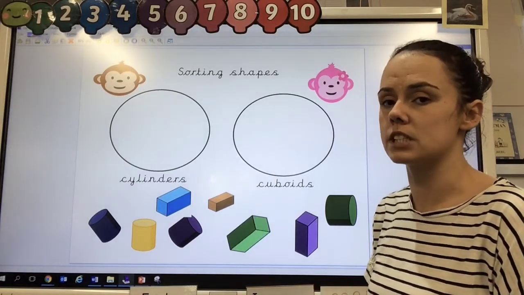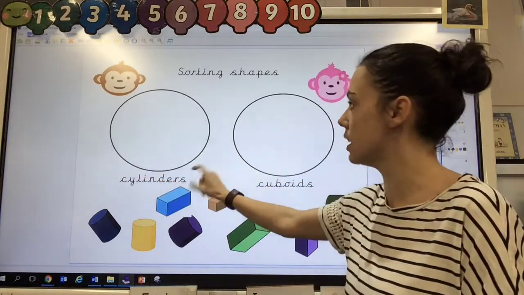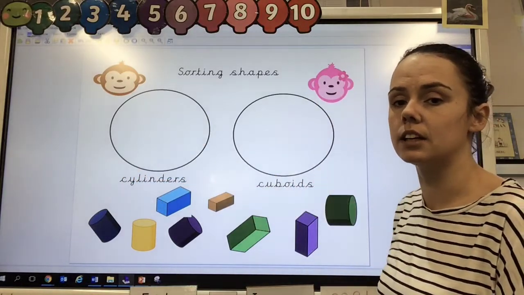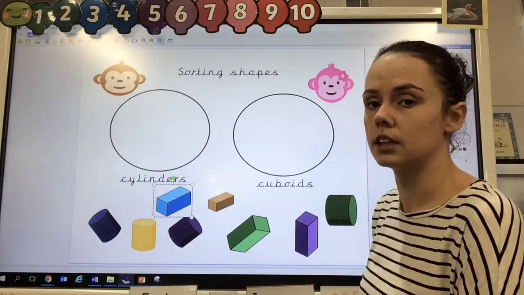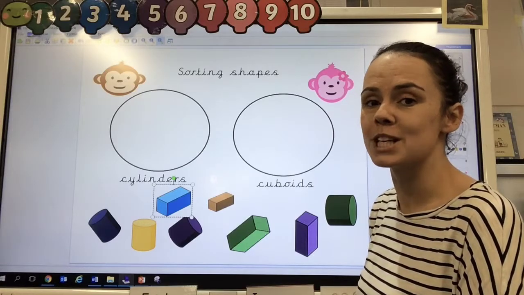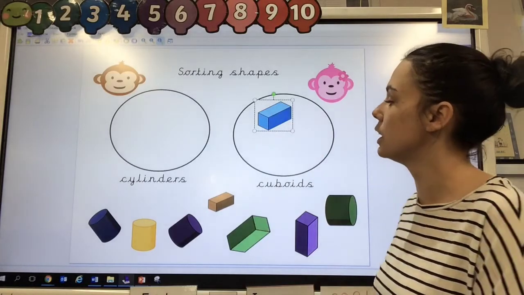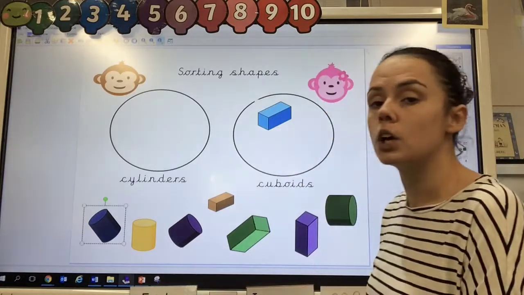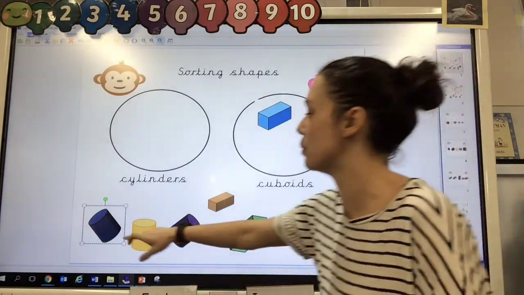Molly and Marvin have got some shapes for us to sort. They would like to sort all the cylinders into here and all of the cuboids into here. Let's start. So what one is this one? Is it a cylinder or a cuboid? It's a cuboid, well done. Pop it in this box. What about this one? What shape is this? It's a cylinder, well done.